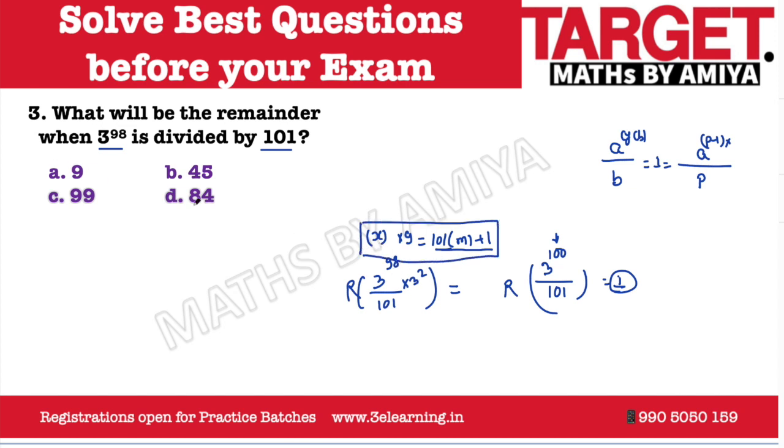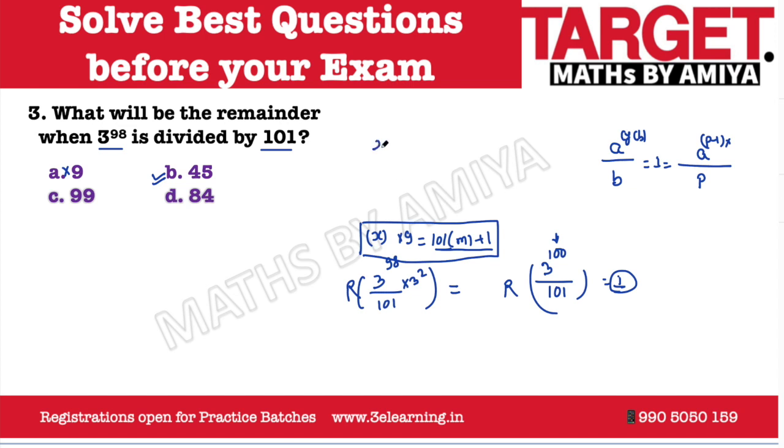First check with the options. If we take x equal to option A, 9 nines are 81. When 81 is divided by 101, the remainder is not 1. So this one is not the answer. 45 into 9 is 405. Yes, 405 divided by 101, the remainder is 1. So the answer of this question is this one.